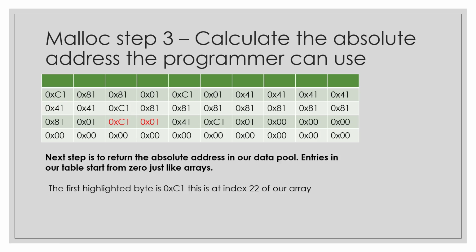So step 3, we now need to calculate the absolute address the programmer can use based on these blocks that we've calculated. So how do we do that? Well, know that entries in our table start from 0, just like in arrays. So the first highlighted byte, 0xC1, is at index 22 of our entry table, or our entry table array. So 22 multiplied by the block size of 4096 gives us 90,122 decimal. This is our offset.